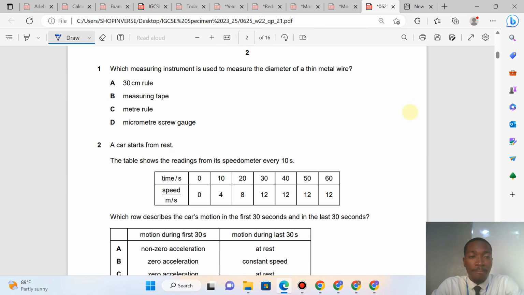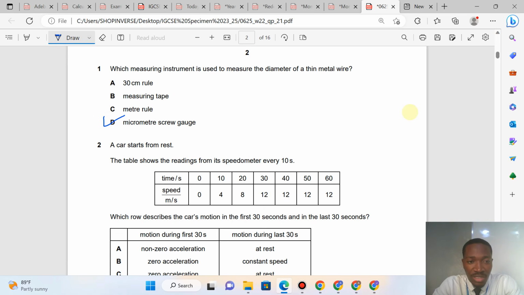Question 1. Which measuring instrument is used to measure the diameter of a thin metal wire? Diameter of a thin metal wire, you can imagine how small it will be. So when you want to take very small measurements, you use the micrometer screw gauge. Option D. Let's go straight to question 2.